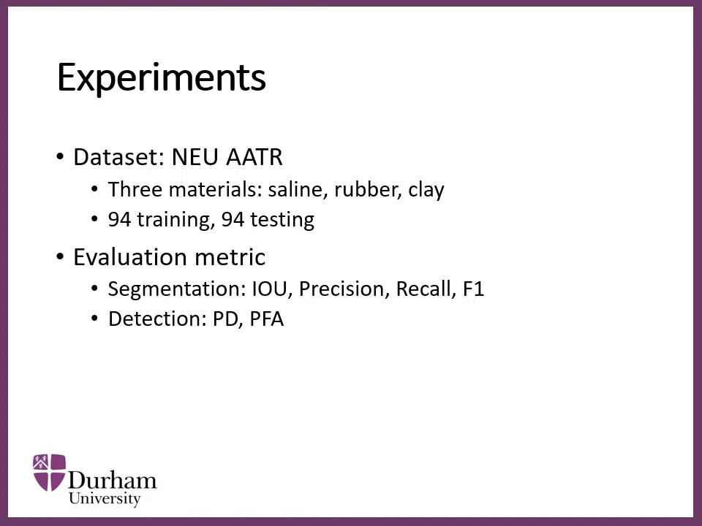To evaluate the effectiveness of the proposed methods, we do experiments on a public dataset, NEU ATR, which contains 3 material signatures: saline, rubber, and clay. We use 94 CT volumes for training and 94 for testing. The intersection over union metric is used for the evaluation of different segmentation algorithms, and precision, recall, and F1 are also used. For the detection results, we use probability of detection and probability of false alarm as the metrics.